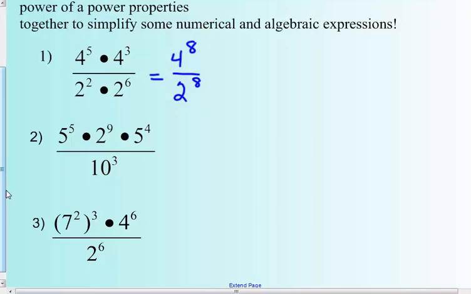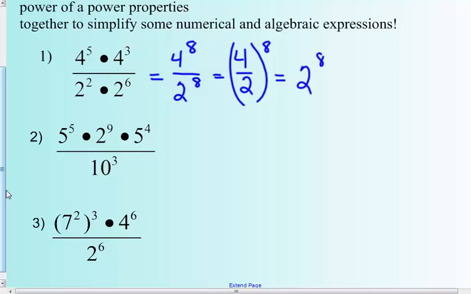Now I can simplify this expression using the power of a quotient. They have the same power, not the same base. That's a power of a quotient. So I can change this to doing the quotient and keeping the power. So the quotient, 4 divided by 2, that would be 2. Keep the power, keep the exponent the same. So that's the simplest form of number 1, 2 to the 8th power.